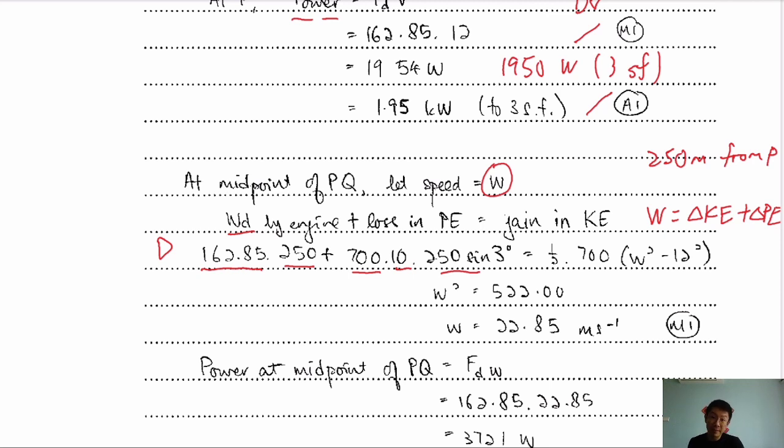This is the same idea as just now. It has gone downhill by 250 meters, and the steepness is 3 degrees, so we have to use the sine to find the height, the change in height. The gain in KE is half times m times v squared minus u squared. We know the velocity at P, and at the midpoint we said to let that speed be W. After a bunch of calculation, we will get the velocity at that point is 22.85.